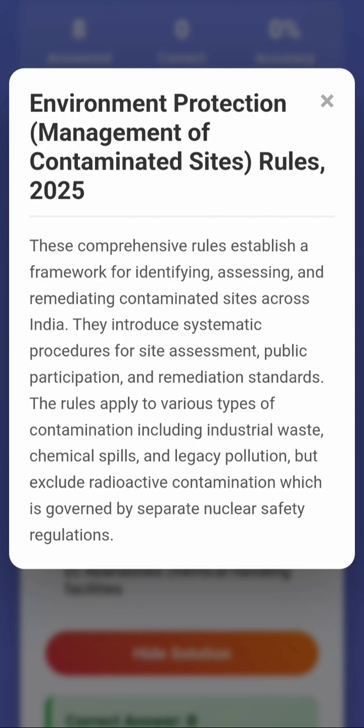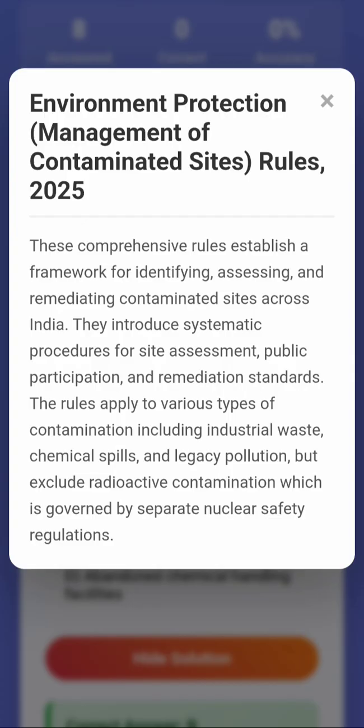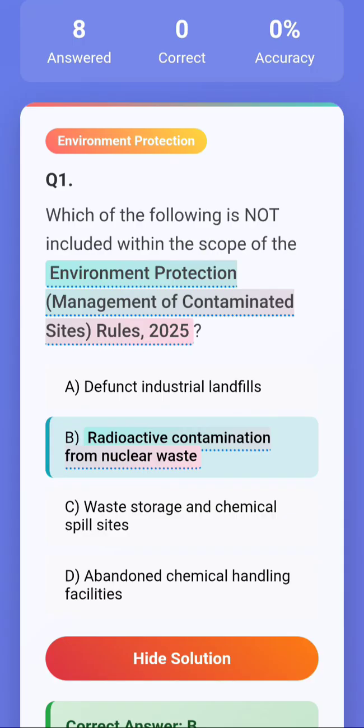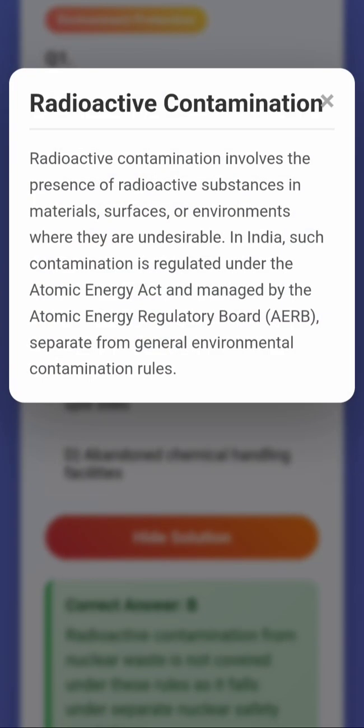Yes, it excludes the radioactive contamination which is governed by separate nuclear safety regulation. So the question is, which of the following is not included in this rules 2025? Okay, listen. First of all, this rule is covered under Environment Protection Act 1986 as usual. And the answer here is radioactive contamination from nuclear sites, that is not covered under this rule.